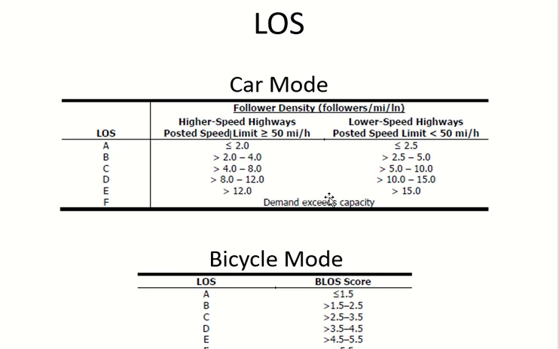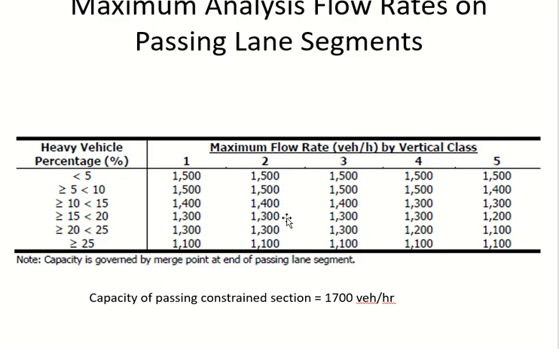Now this table gives you two criteria for level of service F. Anything which is more than 12 for this speed limit and more than 15 for this speed limit is considered level of service E. But how do I know about level of service F? Level of service F, simple criteria: demand more than capacity. Whenever demand is more than capacity, level of service is F.